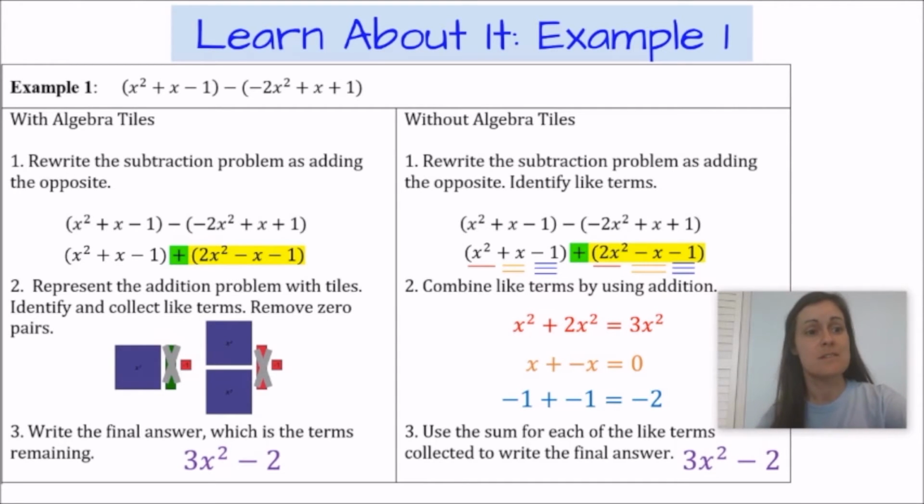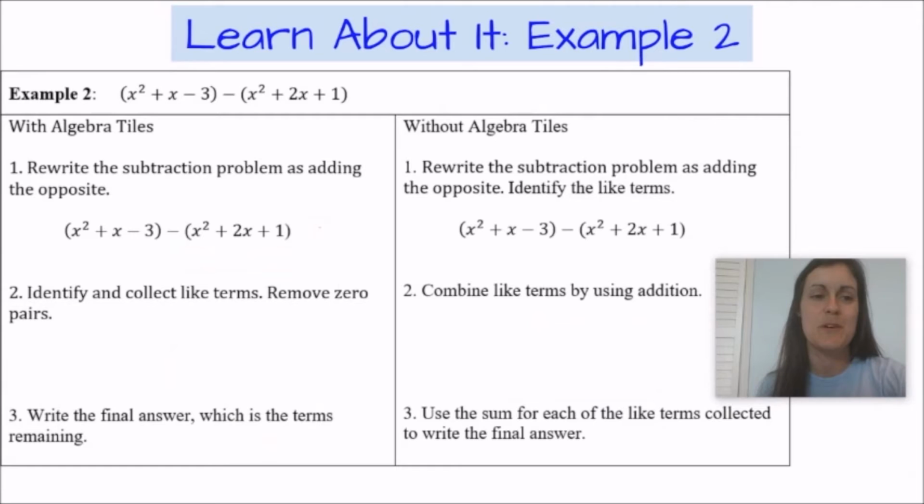So you can see that it doesn't matter which strategy I use, I'm still going to get the same final result. The next example that we're going to try is x squared plus x minus 3 minus the quantity x squared plus 2x plus 1. We'll begin with the algebra tile strategy.